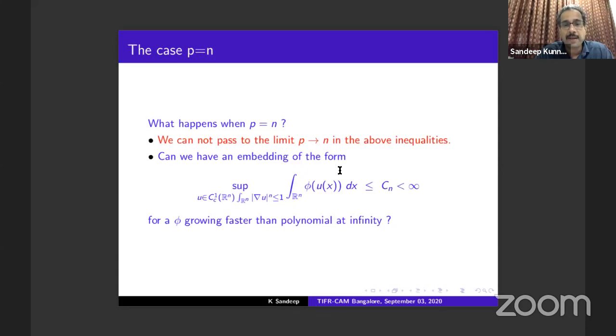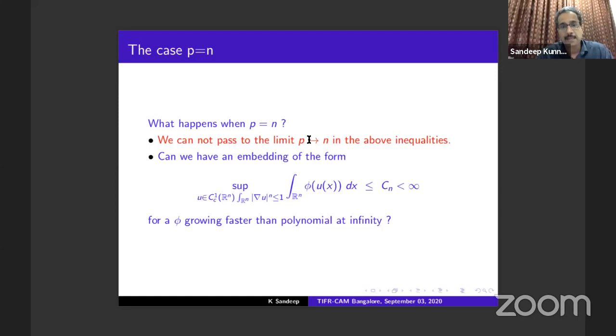Can we have an embedding of this form? That is, supremum over u in C_c^1 of R^n, integral over R^n of gradient of u to the power n less than or equal to 1, integral over R^n of phi of u(x) dx is less than or equal to some C_n which is finite, for a phi growing faster than polynomial power at infinity. So the question is, can we have this kind of an inequality?